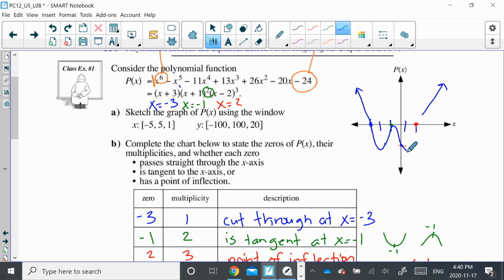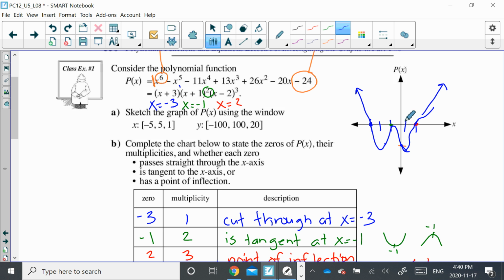So what that means, the graph is going to come up, touch it, come back down. That's going to be the y-intercept. And at this 0 here, there's going to be a point of inflection. It's kind of hard to do this, but it's going to look something like this. Okay, point of inflection, it has to change concavity. So we just have to have that weird thing here where it changes concavity. So this is sort of what the graph would look like.